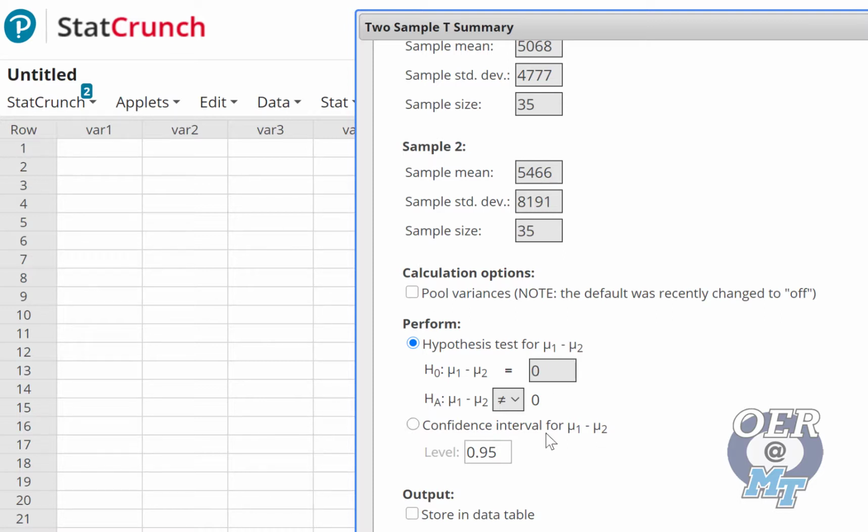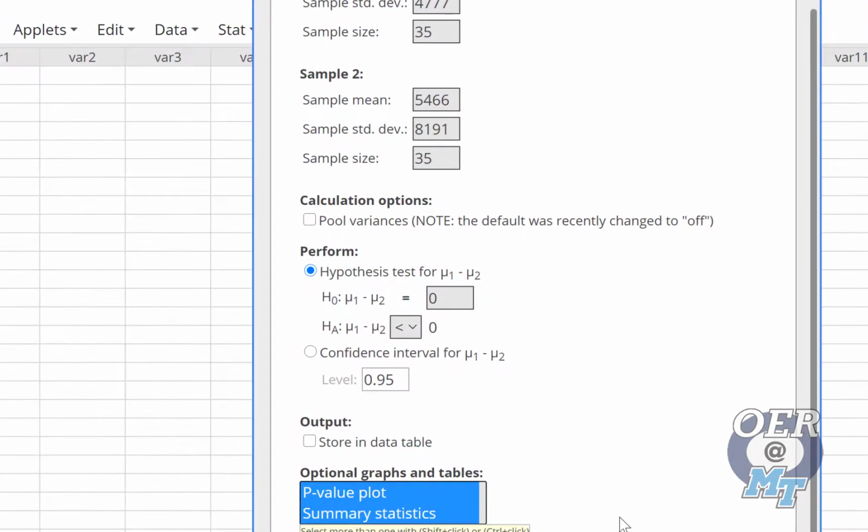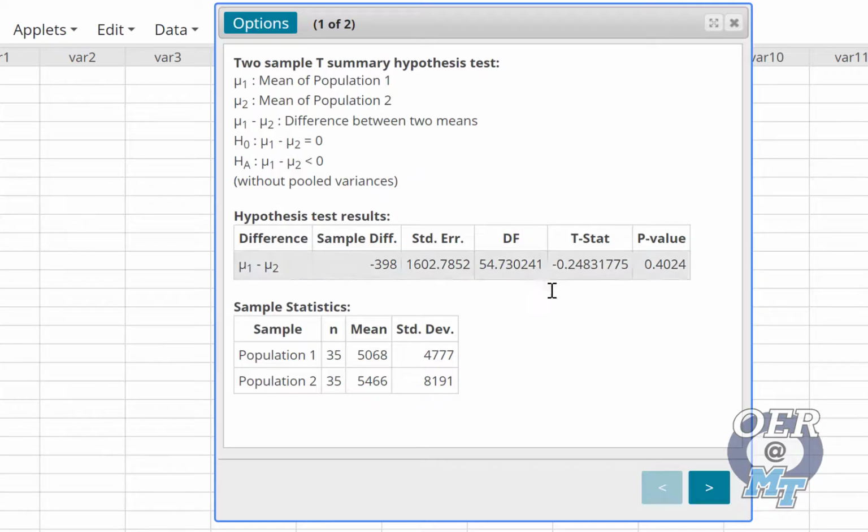In the same place, you can also do a confidence interval. So mu1 minus mu2 equals 0. And this time I'm going to say mu1 minus mu2 is less than 0. If it helps, you can choose these optional graphs and press compute. So here's the output. We can see it gave me the sample statistics right here. This is really just what I input. I kind of like being able to see that though.